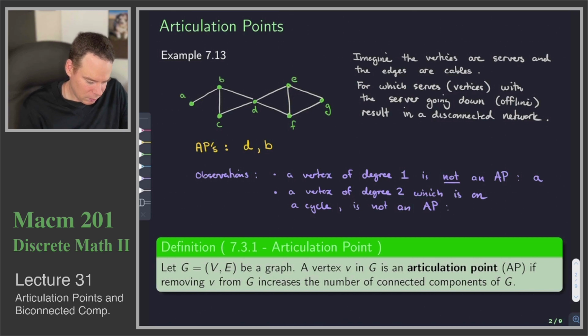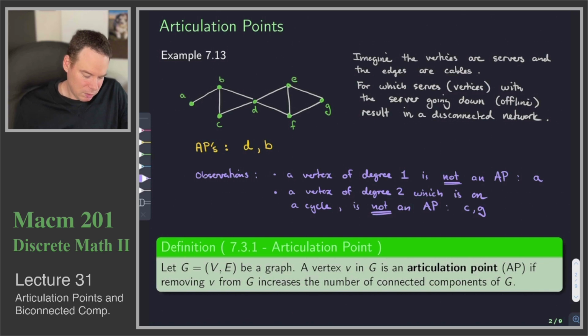Is there any other vertex of degree 2 that lives on a cycle? Oh, yep, C is. So we immediately see from this that C and G are not, and I'll underline the word not again, they're not articulation points. And so we've got some quick ways to say, yep, that's not an articulation point: it's a degree 1 vertex. These aren't articulation points, they're degree 2 vertices that live on cycles.